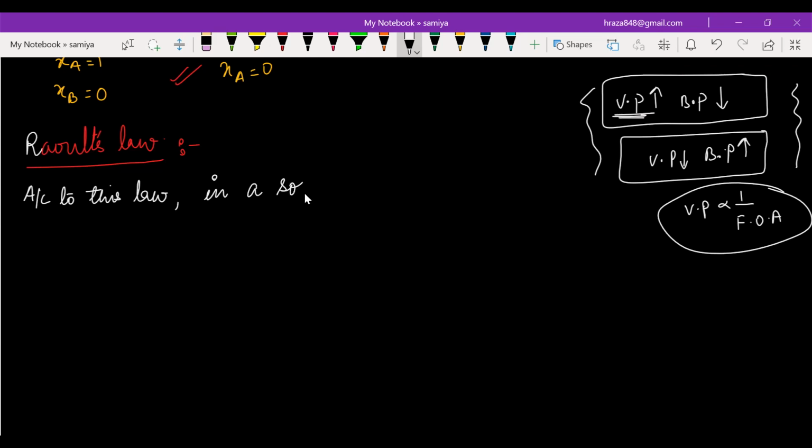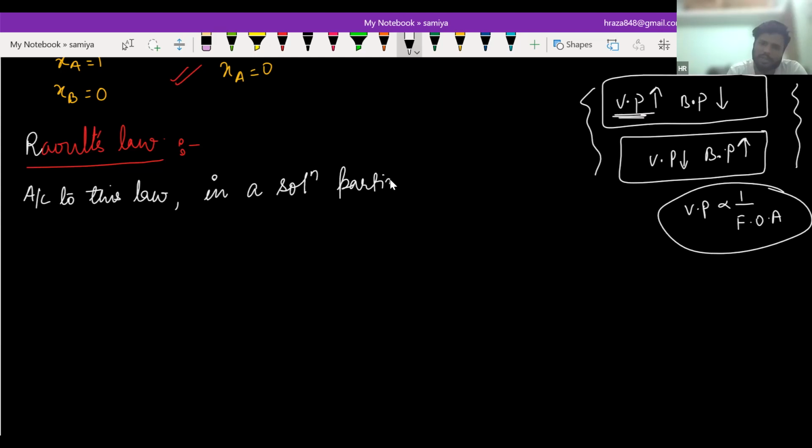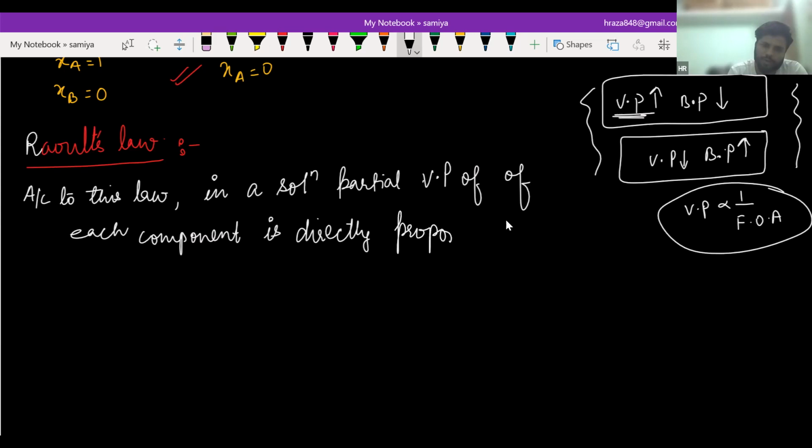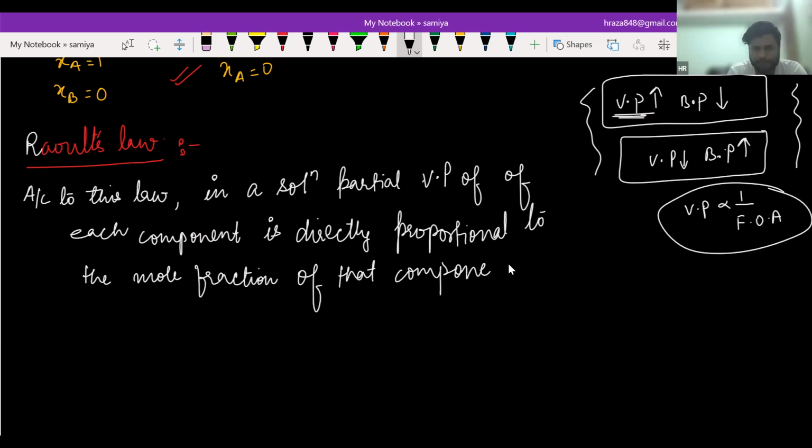According to this law, in a solution, that means it will have more than one component. But in our syllabus, only binary solutions are included, that means only two components. So in a solution, the partial vapor pressure of each component is directly proportional to the mole fraction of that component. It's simple to understand what Raoult's law says.